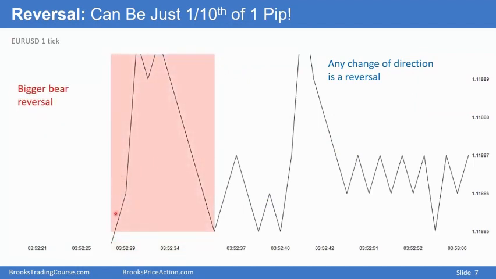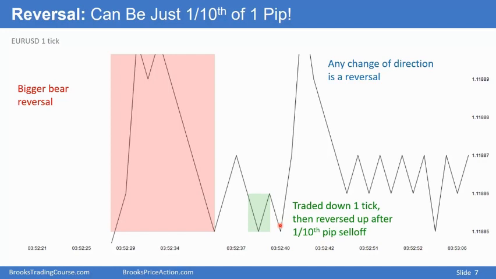This is the euro versus the dollar. This is a 1-tick chart. The market went up a tick and went up another tick, and then down and up and then down. This is a reversal. The market went up and then it went down. The market was trading at this price, and the very next trade took place here, and then the very next trade took place here. We reversed up here, we reversed down here.